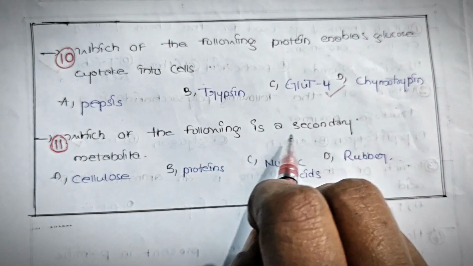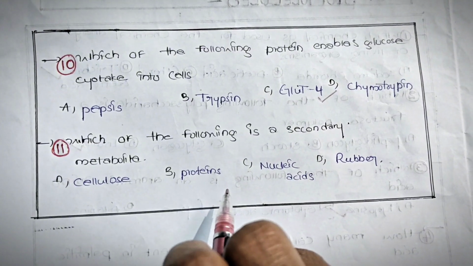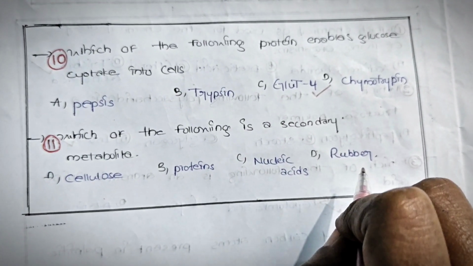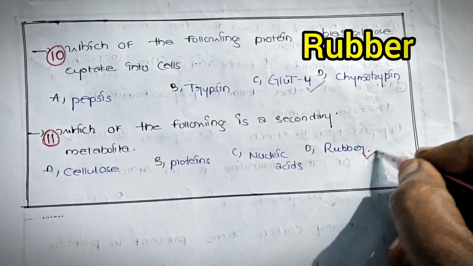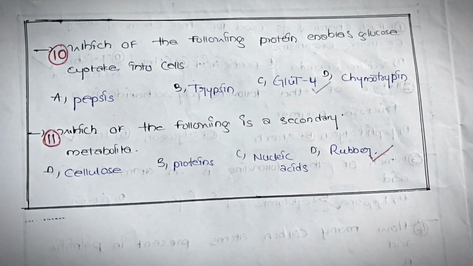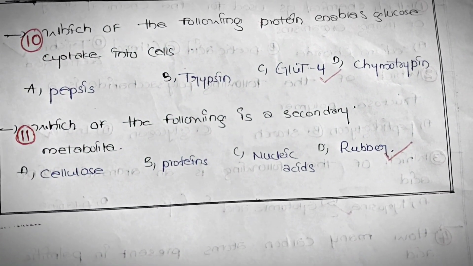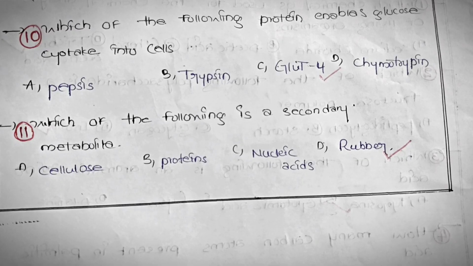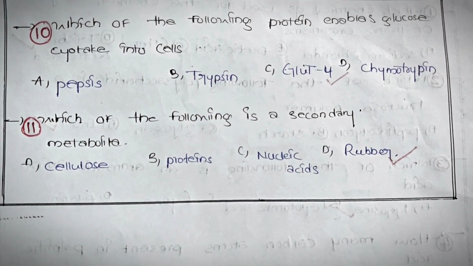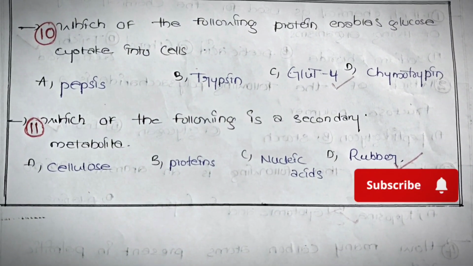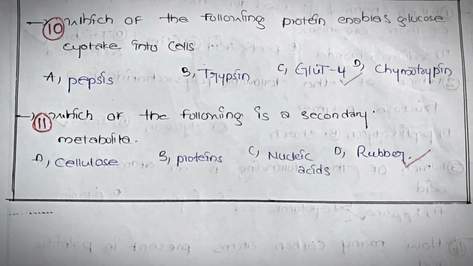Which of the following is a secondary metabolite? Options are cellulose, proteins, nucleic acids, rubber. For this, the correct answer is rubber. So rubber is a secondary metabolite. Natural rubber is a terpenoid produced by plants. Terpenoids are secondary metabolites produced in plants. So rubber is produced from a plant, Hevea brasiliensis.